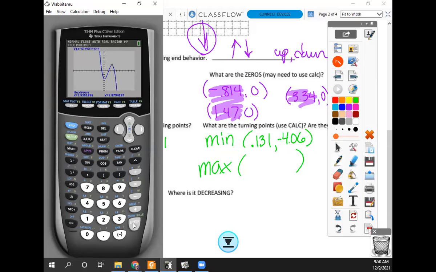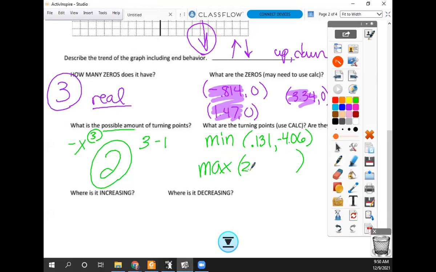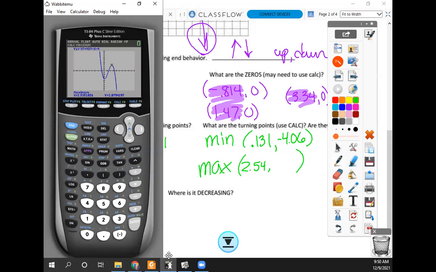So I get 2.54. Be careful on your rounding. I did notice rounding is a struggle for people. 2.54 and 2.88.